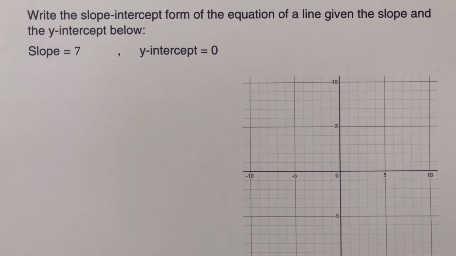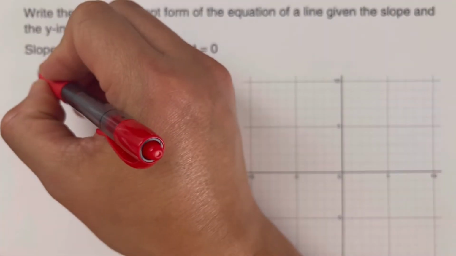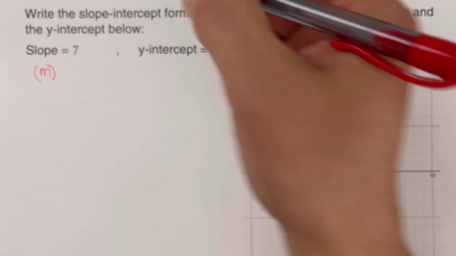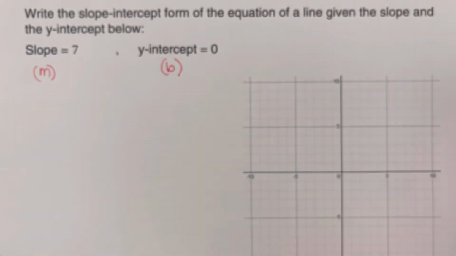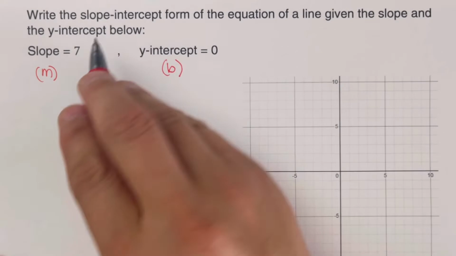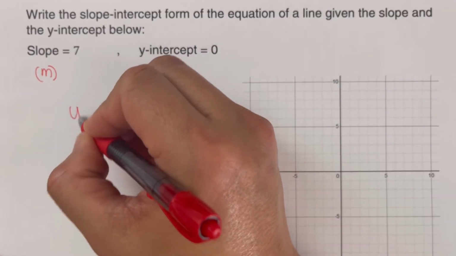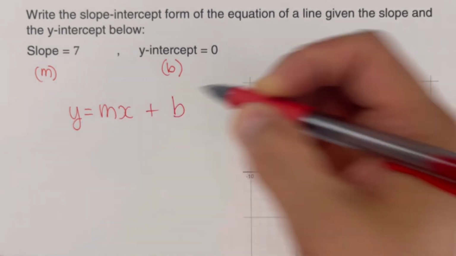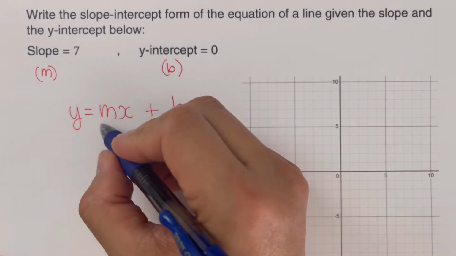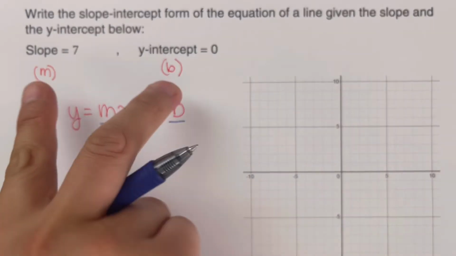Okay, so we go over the problem here. Again, the slope is represented as letter m, and the y-intercept is represented as letter b. And so we can write the slope-intercept form of a line, y equals mx plus b. We are going to plug in the values of m and b that are given to us.